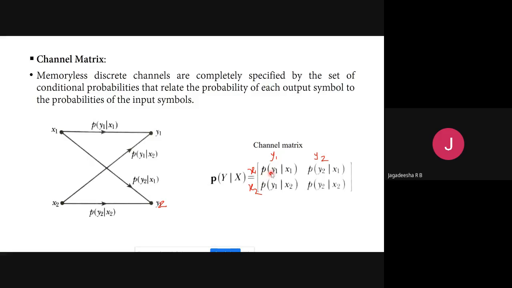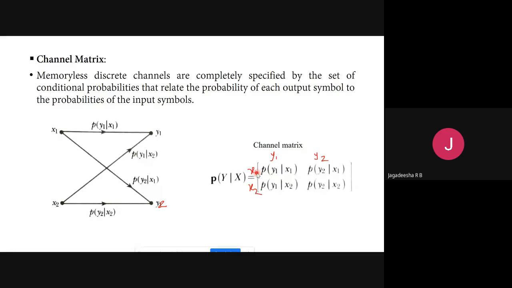Probability of y1 provided you transmit x1. This is x1, right? So in this row, everything is x1. You transmit some x1, one of the inputs, and then check what is the probability of getting y1. You transmitted x1, then you check what is the probability of getting y2. That's what is written here along the row.